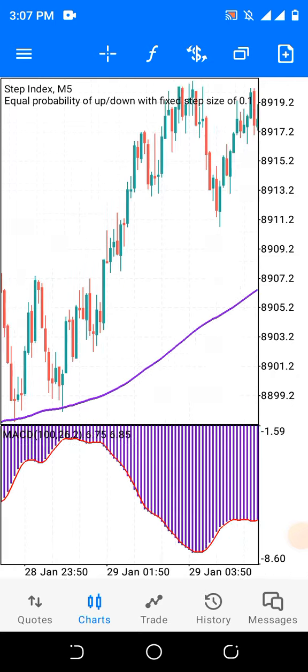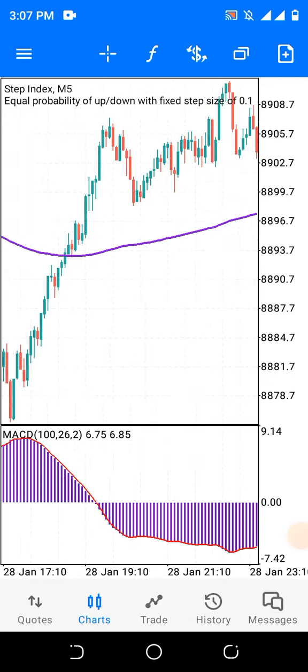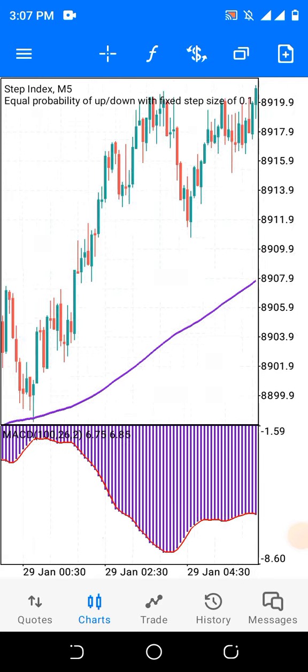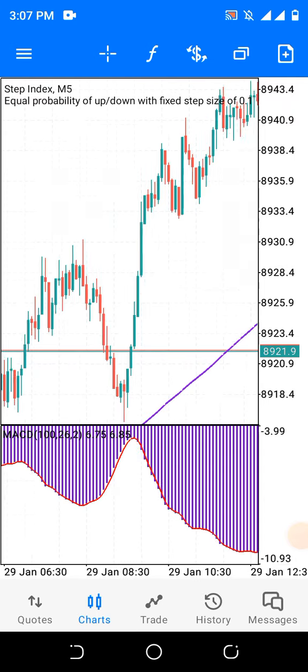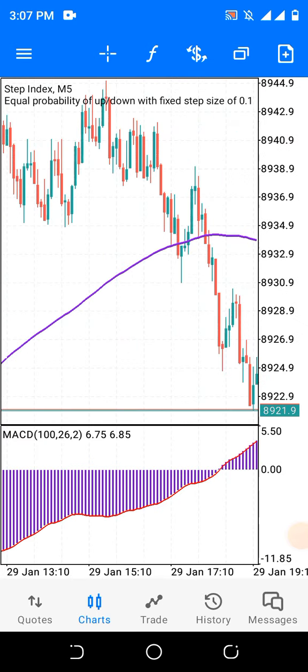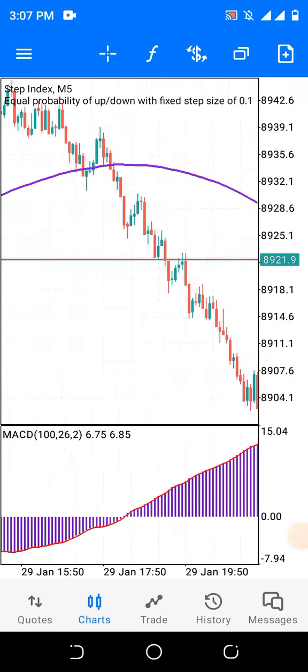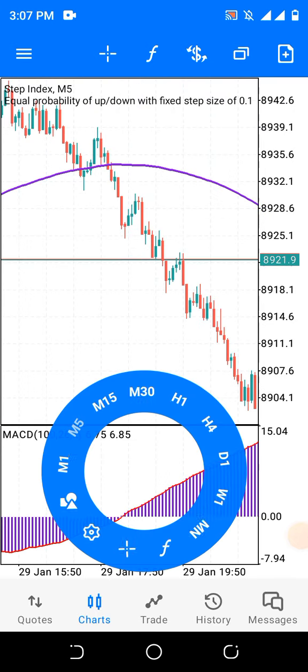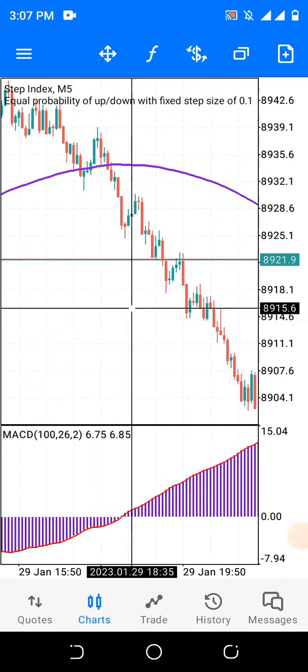I see this is a huge profit. This is a huge profit. Are you seeing it? All right. This is a huge profit. This is a 5 minutes time frame. So from here you see this. There is a crossing here.